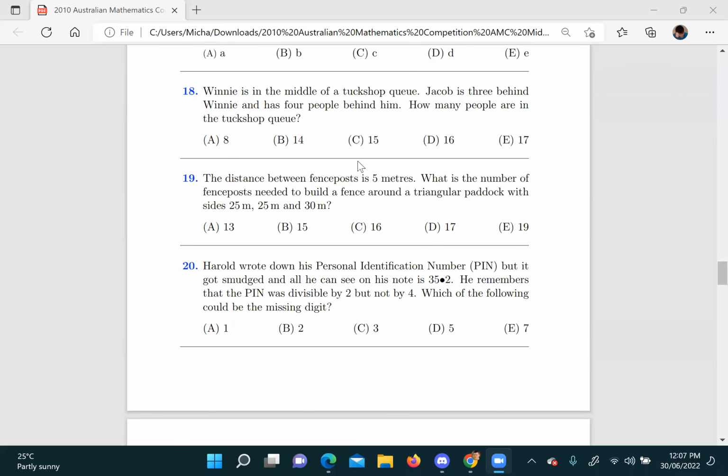Actually, 20 is something you can learn from, okay? So, how do you do 18? Winnie is in the middle of a tuck shop queue. Jacob is 3 behind. Oh, we've seen this question before, right? Jacob is 3 behind Winnie and has 4 people behind him. How many people are in the tuck shop queue?